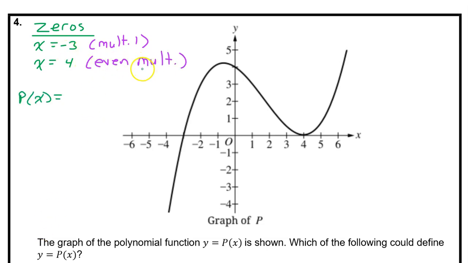Turning these zeros into factors, I know I'm going to have an x plus 3, which would give me a zero of -3. So there's going to be a factor of x plus 3 involved. There's going to be a factor of x minus 4 involved for sure. And then it's going to have even multiplicity. So this might be squared, or it could be to the 4th power or the 6th power.